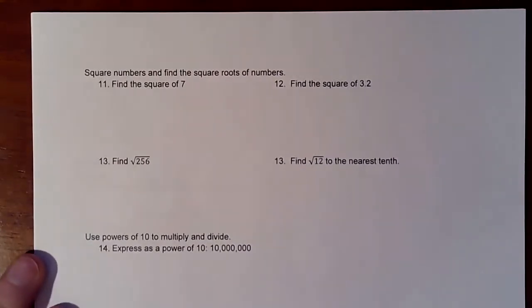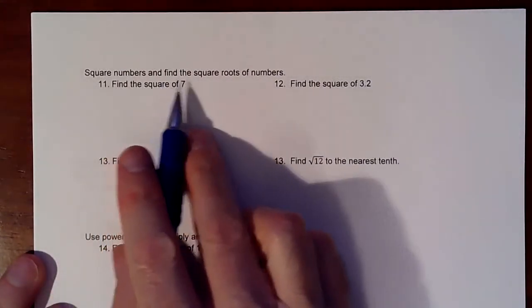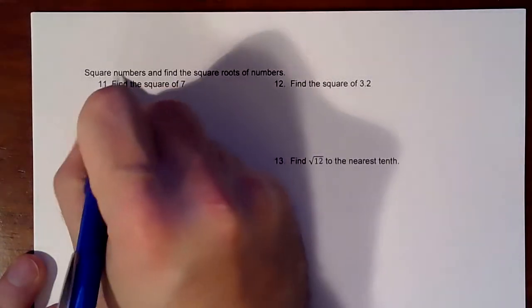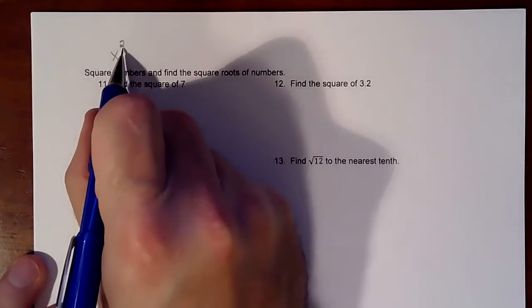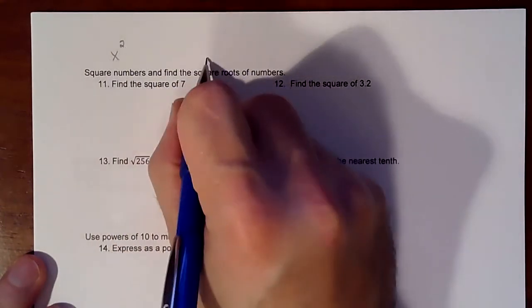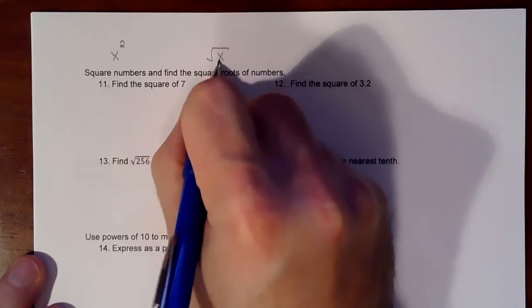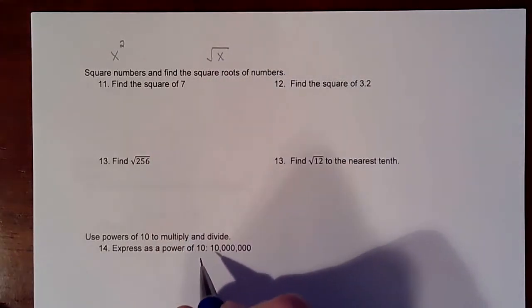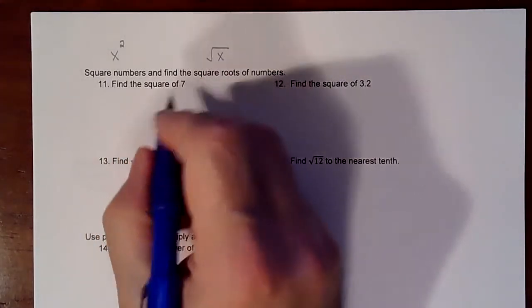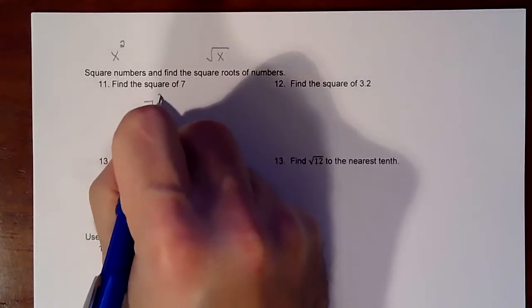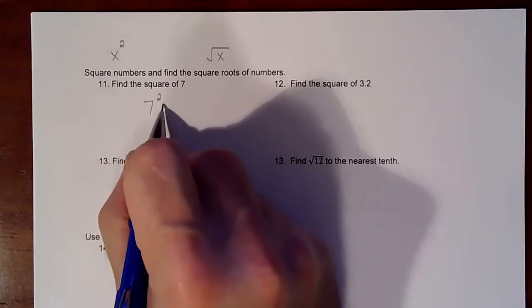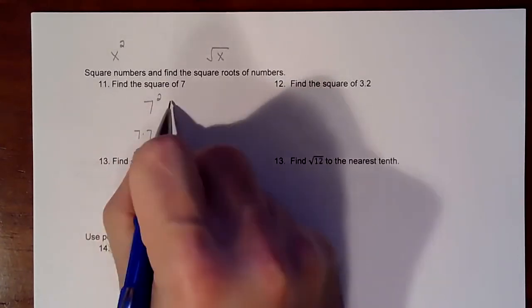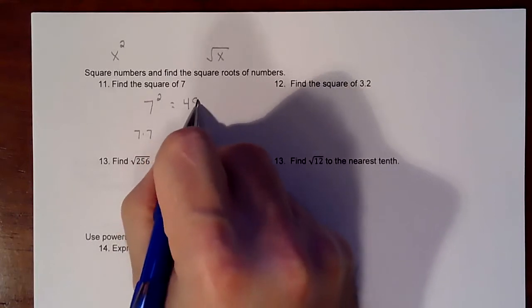Let's go over a couple different kinds of problems associated with this. We're going to be finding the square of numbers and then finding the square roots. A square of a number looks like that, something being squared. And then a square root is the opposite of that. That's what your square root symbol looks like. If we're going to find the square of 7, that means 7 times 7, which is 49.